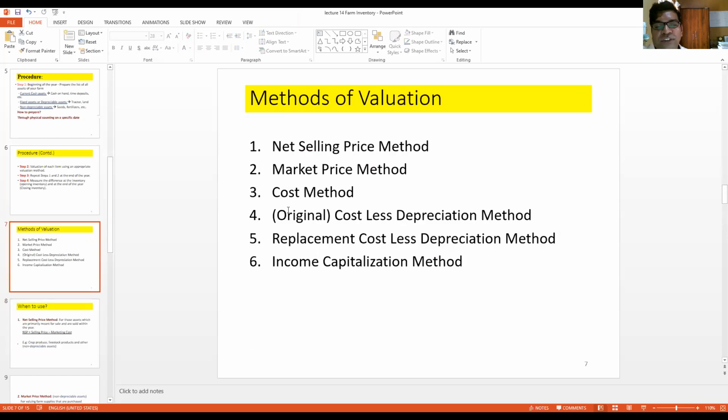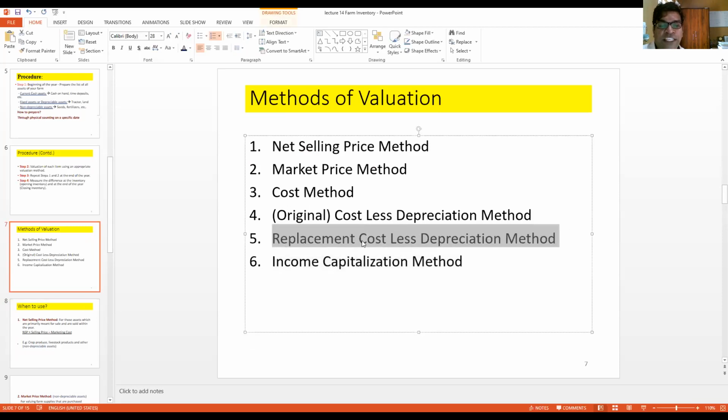Then what are the methods of valuation? We have got six different methods. First is NSP or net selling price method. Second one is market price method. Third is cost method. Fourth is original cost less depreciation method. Fifth is replacement cost minus depreciation method. Then the income capitalization method.